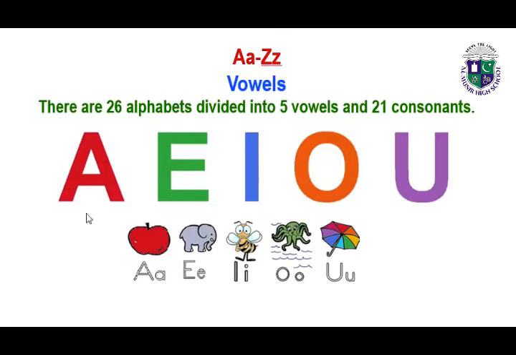And the vowels are A, E, I, O, U. A apple, E elephant, I igloo, O octopus, U umbrella.